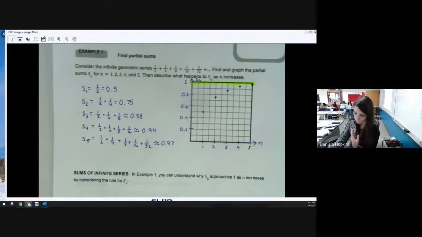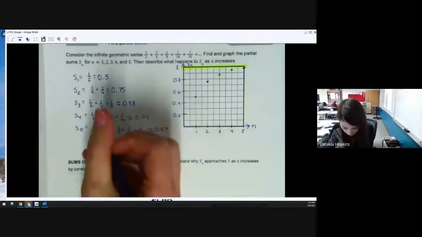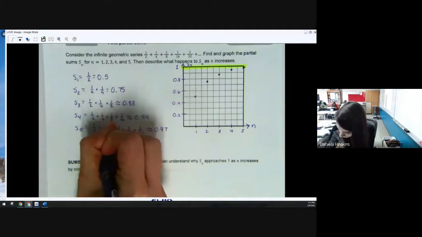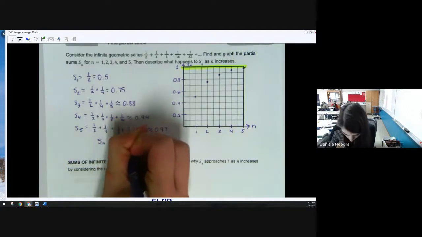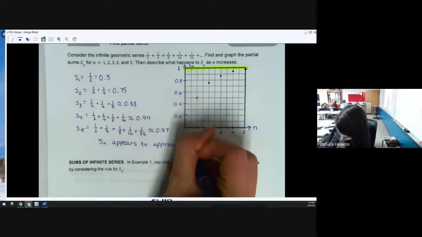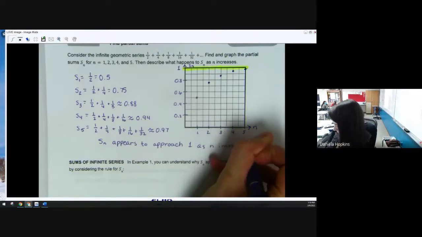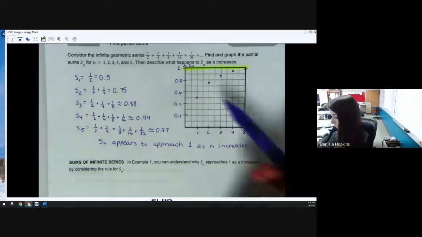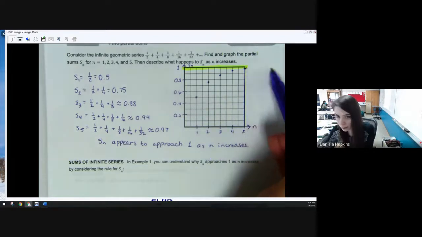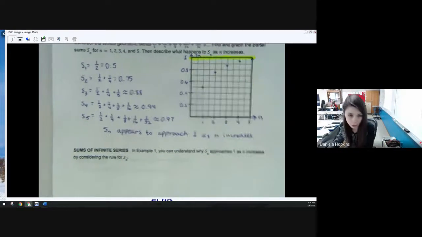So the sums of infinite series. In example 1, oh, actually, let's finish example 1, sorry. So to answer this last question, describe what happens to S sub n as n increases. We can say that S sub n appears to approach 1 as n increases. Because again, we never connect these with a line, because that's not what we're doing here. We're not saying that this value is in this sum. But if we did connect with a line, it would just bottom out at what appears to be an asymptote.